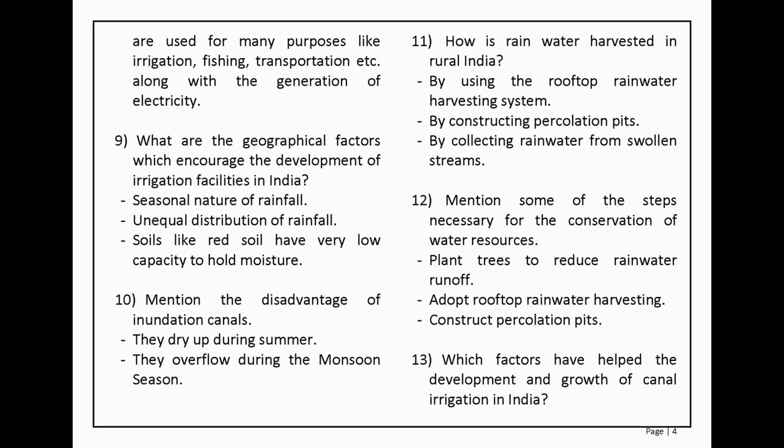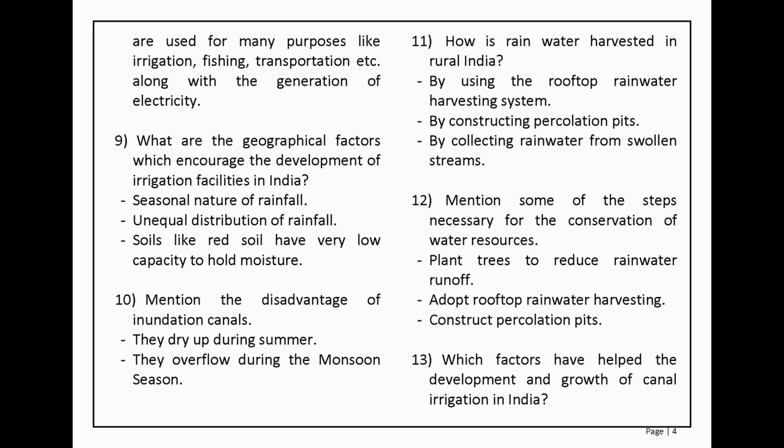How is rainwater harvested in rural India? By using the rooftop rainwater harvesting system. By constructing percolation pits. By collecting rainwater from swollen streams. Mention some of the steps necessary for the conservation of water resources. Plant trees to reduce rainwater runoff. Adopt rooftop rainwater harvesting. Construct percolation pits.